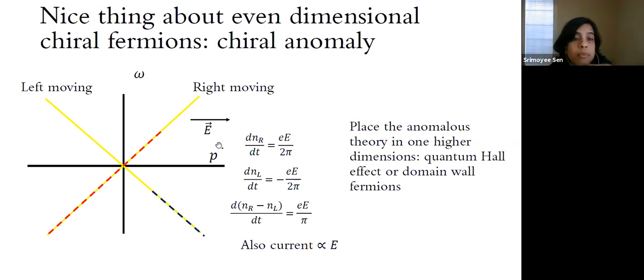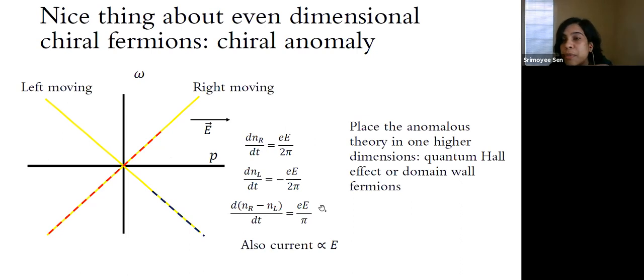an anomaly. If I apply an electric field in this system, I have the right and the left moving branches of fermions, and both right and left moving fermions start moving in the direction of the electric field or opposite to the direction of the electric field because of the charge. As a result, the energy of the right-handed particles goes up, and the same happens for the left-handed particles. So you create an imbalance between the right and the left population. The rate of change of that population is related to the electric field, and that's really the derivation of the anomaly equation.